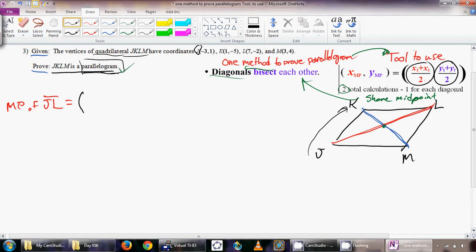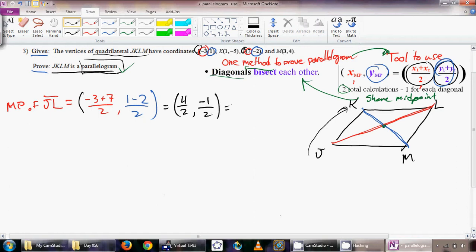We are doing J and L, so to get the X of my midpoint, I'm going to add up my X's, minus 3 plus 7 over 2. And to get my Y midpoint, I add up my Y's and divide by 2, the average of my Y's. When I do the calculations, negative 3 plus 7 is positive 4 over 2, and then 1 minus 2 is minus 1 over 2. That simplified is 2 comma minus 0.5.